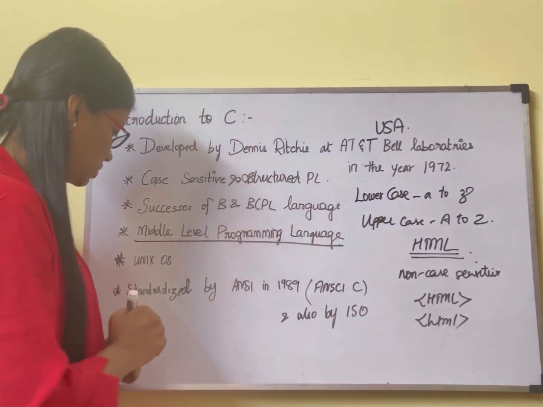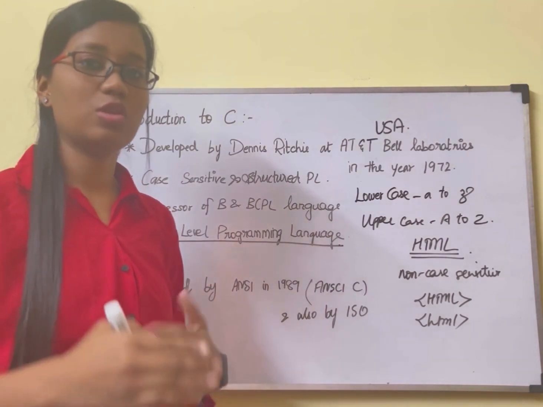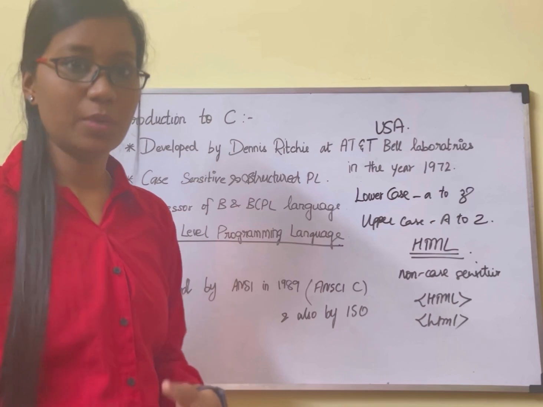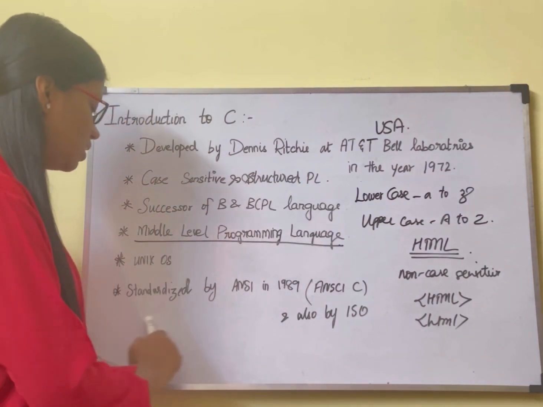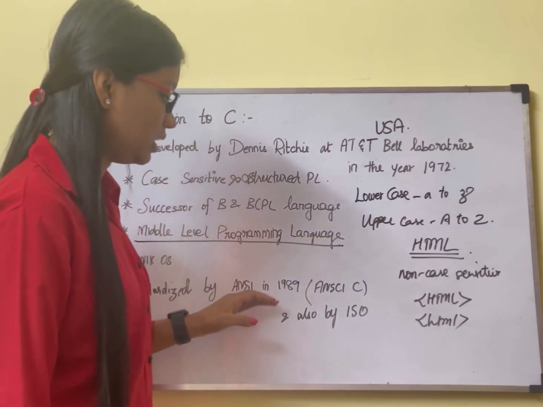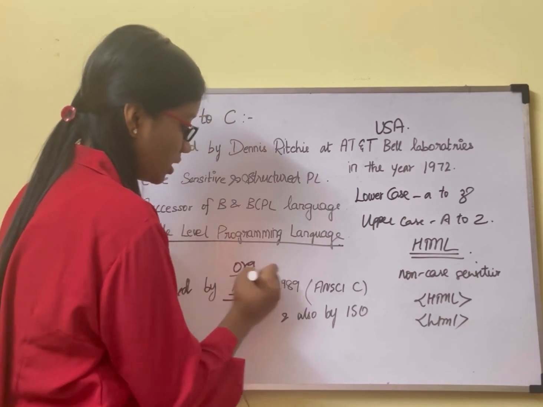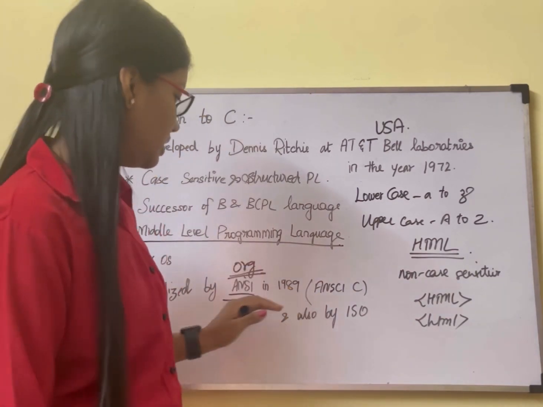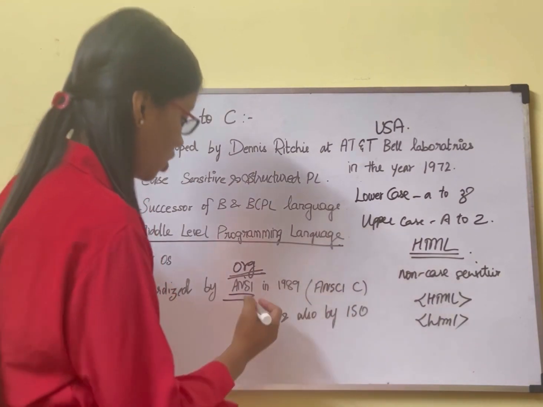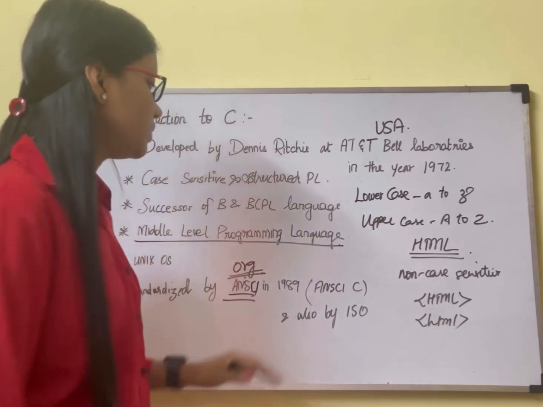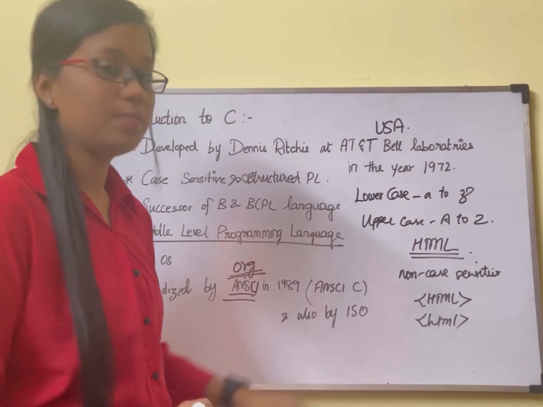Okay, and it was developed to write the Unix operating system. But now we are using C for many other purposes. But first it was developed to write the Unix operating system. And C was standardized by ANSI in 1989. It is an organization. It standardized C in 1989. From that we will call it ANSI C also. And it was also standardized by ISO.